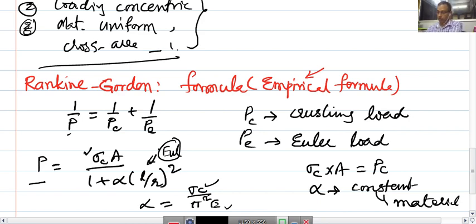Practically, for your problem solving, alpha will be given to you as part of the problem, just like alpha equal to 1 by 7500 for mild steel. Okay. Sigma C will be given to you. So, you can work out the load carrying capacity based upon your area and slenderness ratio L by R. This is a standard problem, but it will be mentioned specifically that you have to use the Rankine Gordon formula, or simply the Rankine formula. Okay.